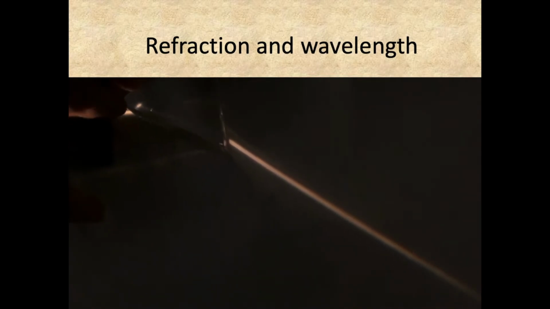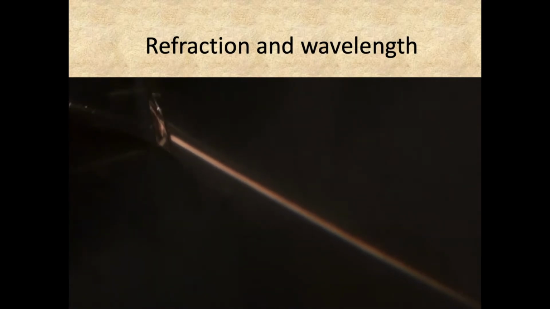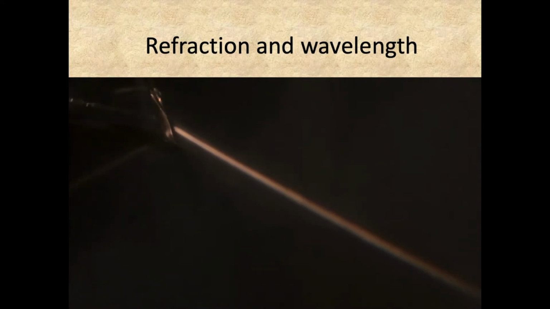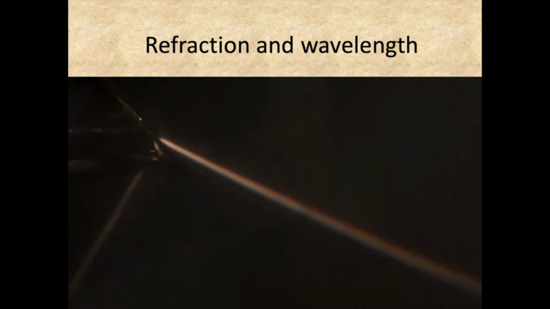Keep watching. Do you see the colors already? There it is. So white light is actually a combination of all wavelengths in the visible spectrum.